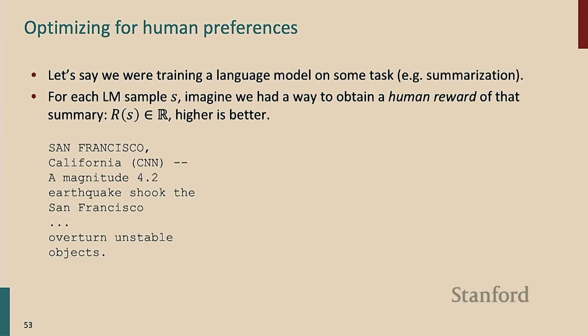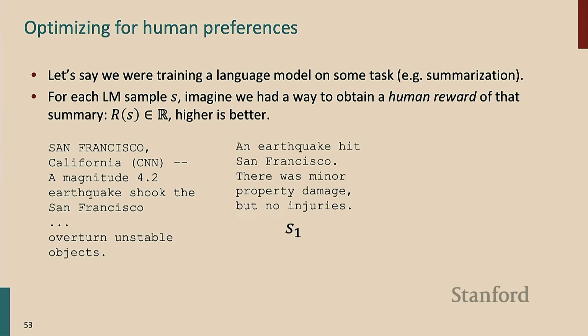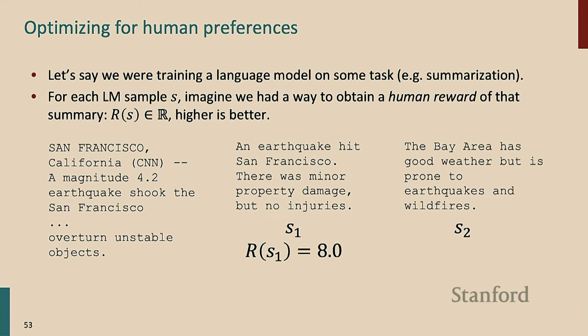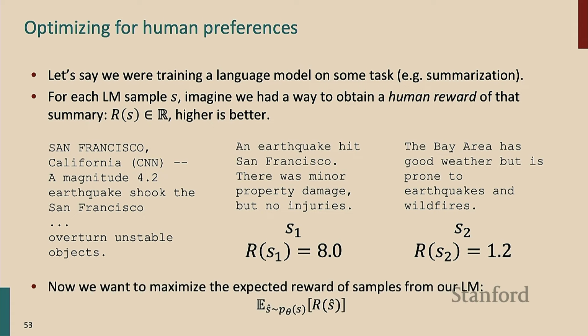So let's imagine we're summarizing this article, and we have this summary, which maybe is pretty good, let's say. We had another summary, maybe it's a bit worse. And if we were able to ask a human to just rate all these outputs, then the objective that we want to maximize is very obvious. We just want to maximize the expected reward of samples from our language model, right? So in expectation, as we take samples from our language model, p theta, we just want to maximize the reward of those samples. Fairly straightforward.